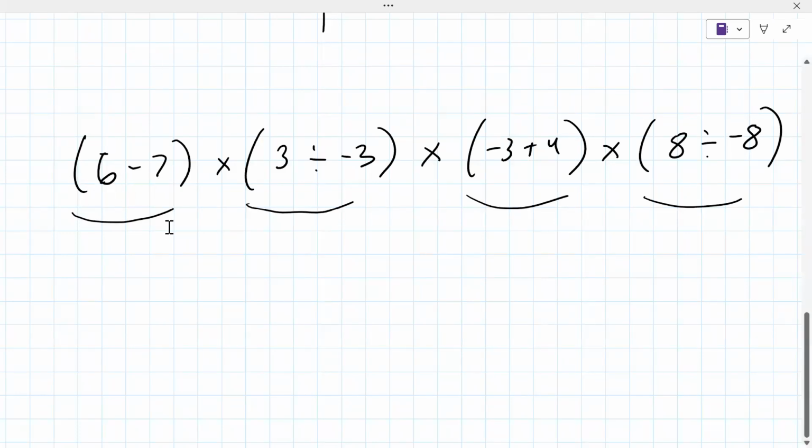6 minus 7 was 42. But you're subtracting, not multiplying. Oh, that's right. So 7 is 1. What is the final answer of 6 minus 7? 6 minus 7.